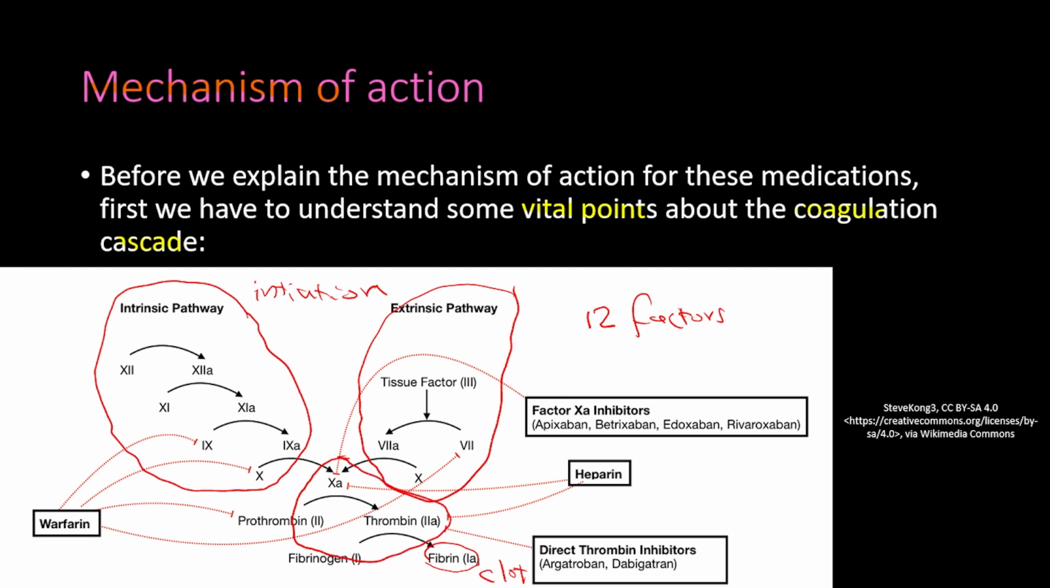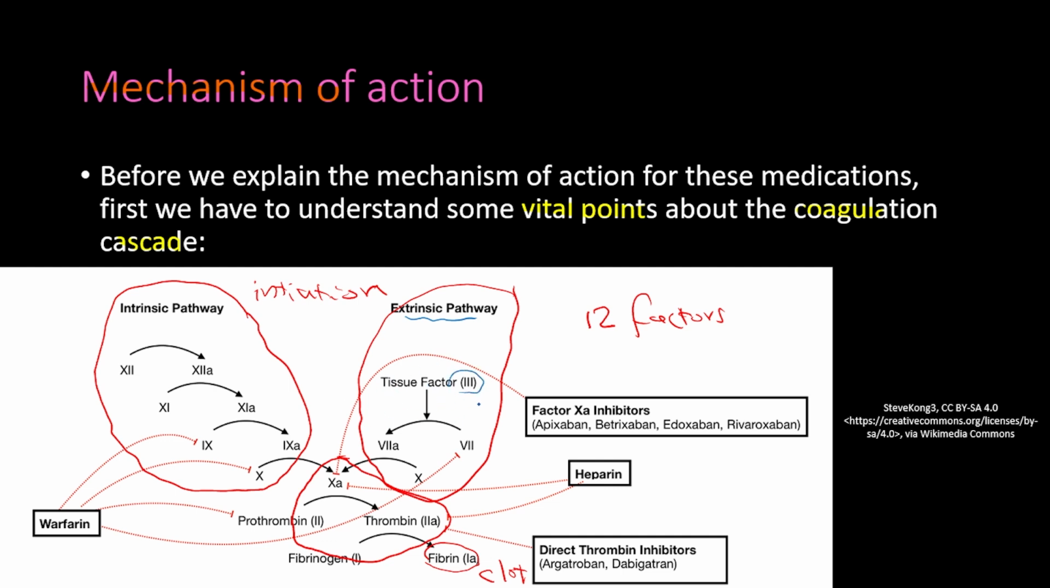So on the intrinsic pathway, we have factors like 12, 11, and 9. And on the extrinsic pathway, we have factors like 3 and 7. And on the common pathway, we have factors like 10 and 2. Now, the extrinsic pathway is activated when there is external damage to the tissue, leading to release of the tissue factor, which is factor 3.